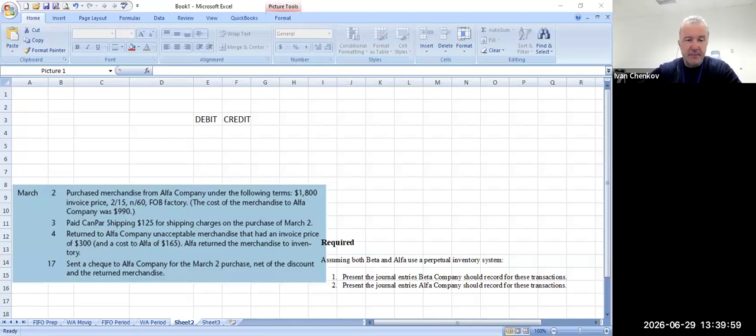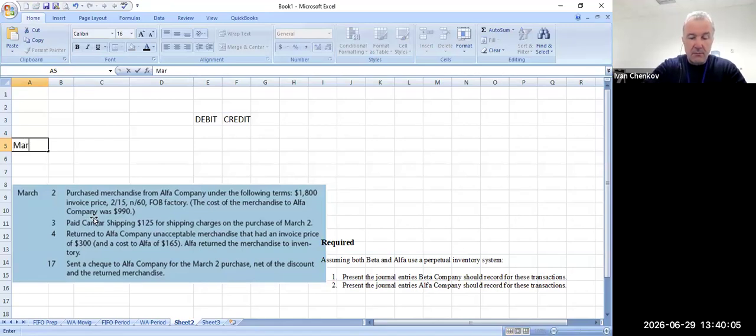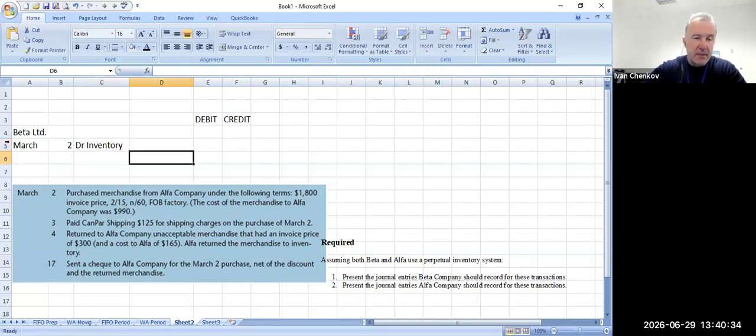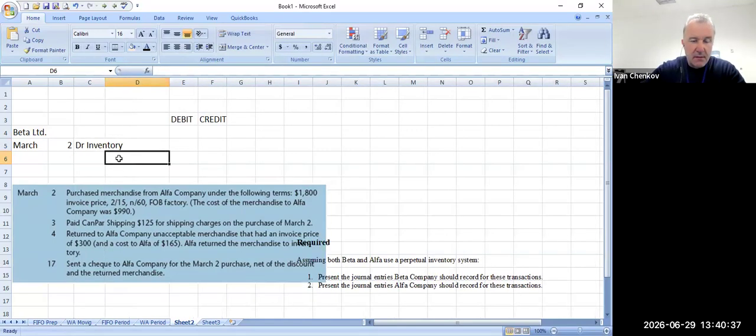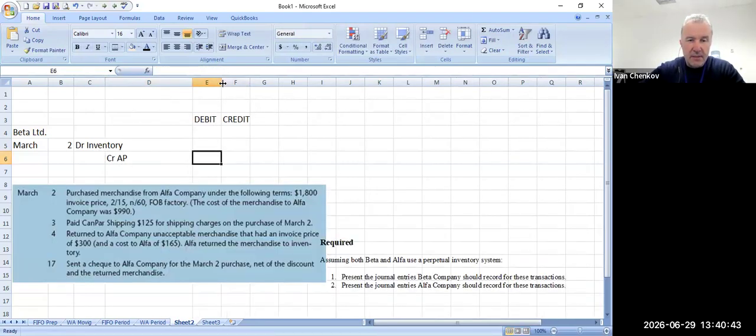So now let's go with the purchase. That will be in March, on March 2nd. What's happened on March 2nd? We are now in Beta Ltd. They purchase inventory and they haven't paid for the inventory. That will be debit inventory. And they haven't paid for the inventory, so that will be credit accounts payable. And now we have to see what's the debit, what's the credit.